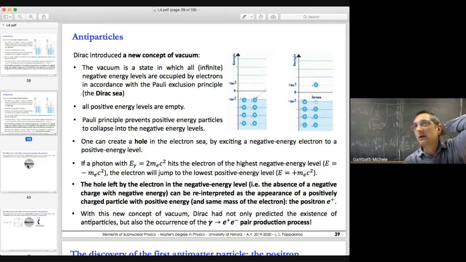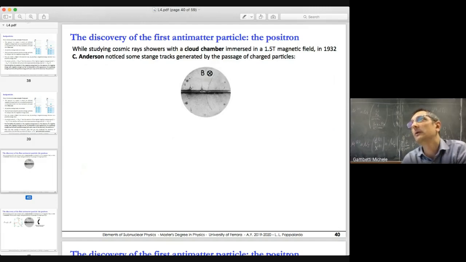Now, the discovery of the positron occurred just 4 years later, in 1932, and the positron was discovered by Anderson by using a cloud chamber to study cosmic ray showers. You all know what a cloud chamber is and how it works?